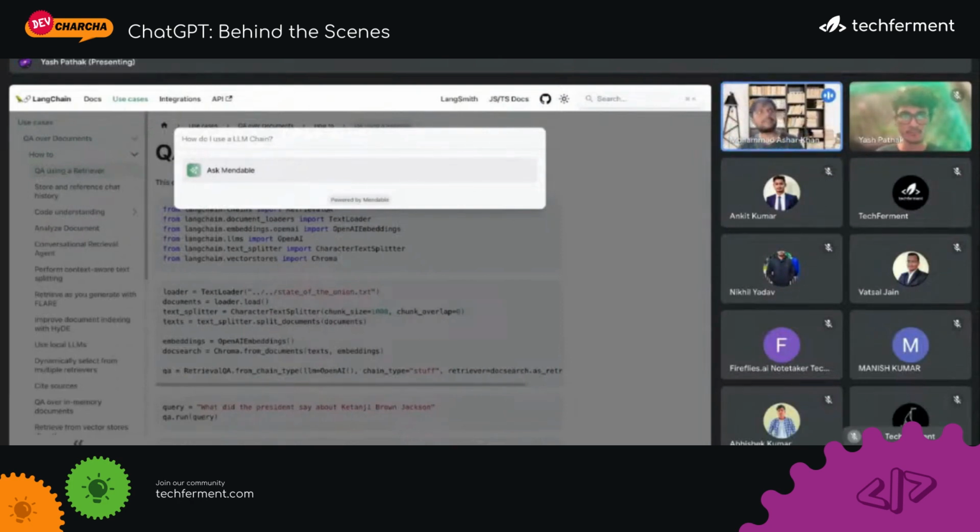So this can be used to find information in a website. For example, this website you are seeing, LangChain, uses retrieval QA to give you outputs. So basically, this is very next-level documentation.